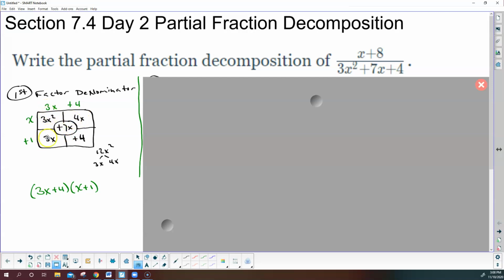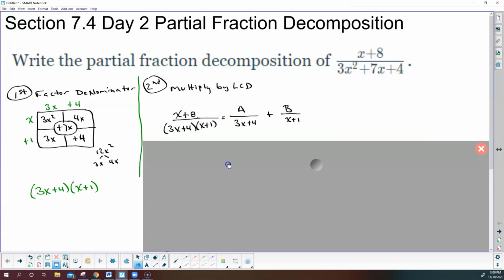So if we go straight up and down, we have a factor of 3x. Straight up and down, we've got a factor of positive 4. If I go left to right across the top, they have a factor of x. And then left to right on the bottom has a factor of 1. So we factored the denominator into the two pieces.